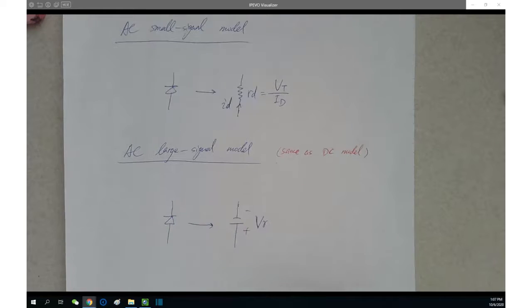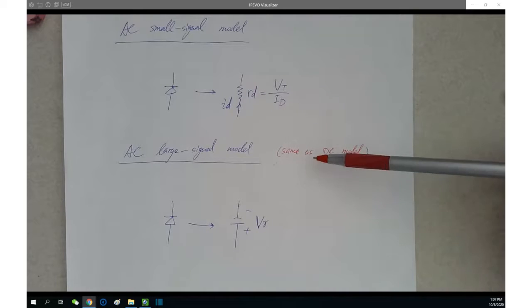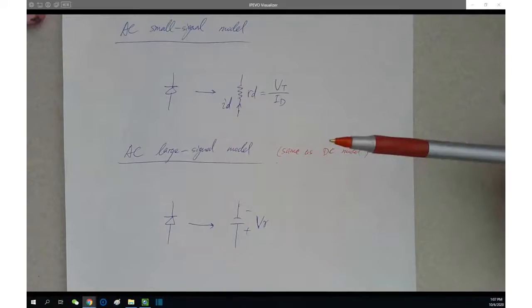The last one is AC large signal. This is our diode circuits, like rectifier and clipper, in which the AC magnitude is large enough and there is only AC in the circuit.